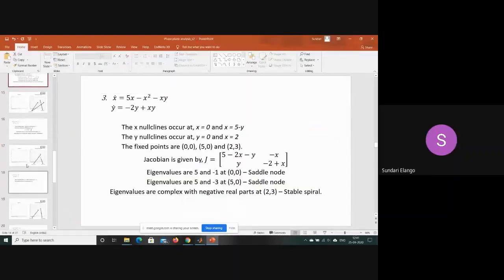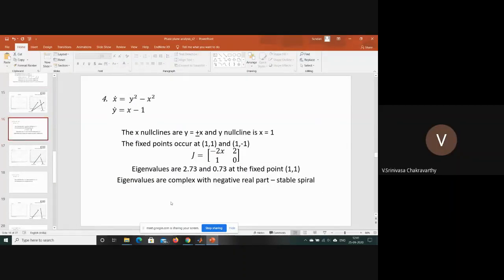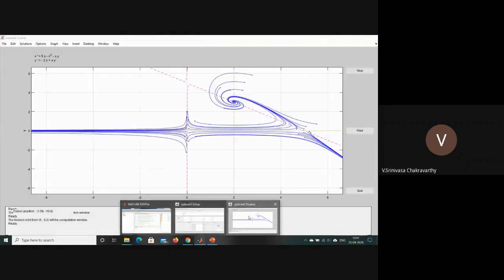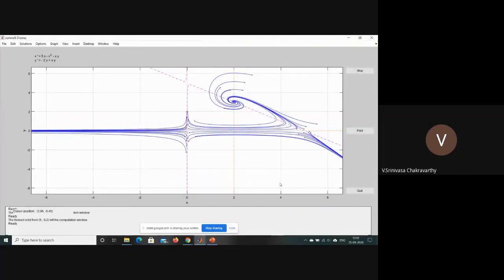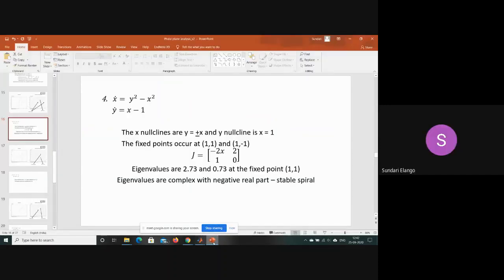So the fixed points become some kind of organizing centers for the entire vector field. That's why if you understand the flow around the fixed points, you can extrapolate and have an idea of the flow all over the plane. And that's why we focus first on the fixed points. Okay, so moving to the next system.